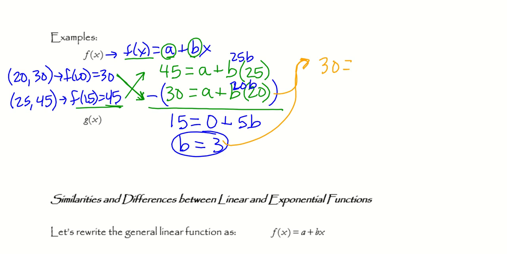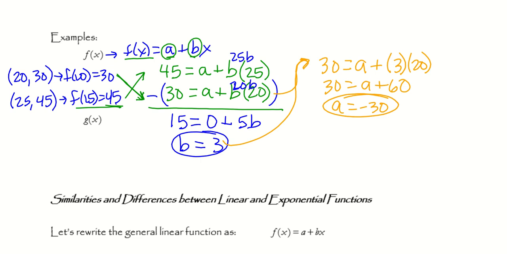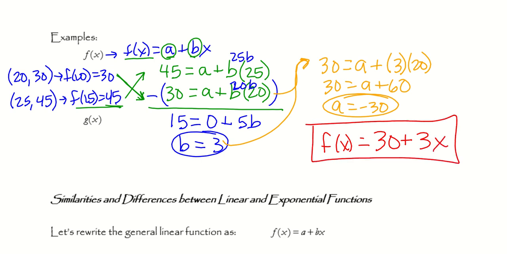So I have 30 equals a, which I still don't know, plus b, which I now know is 3, times 20. So that's 30 equals a plus 60, since 3 times 20 is 60, which means a equals negative 30. I now know a. My objective is to get a linear function for f of x. I have what I need, and I now know that f of x equals my a, which is 30, plus my b, which is 3, times x. And I have an equation for my linear function for f of x.